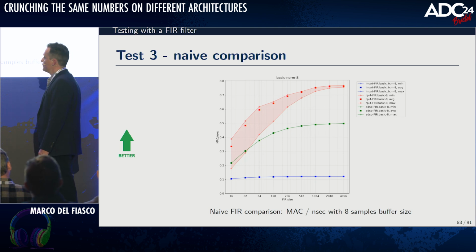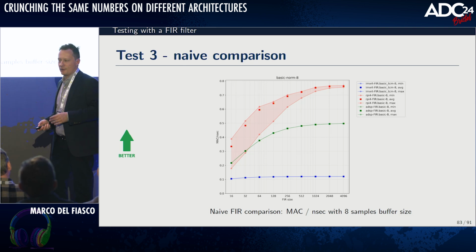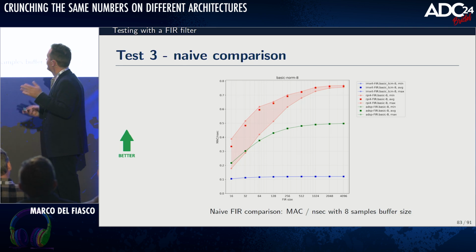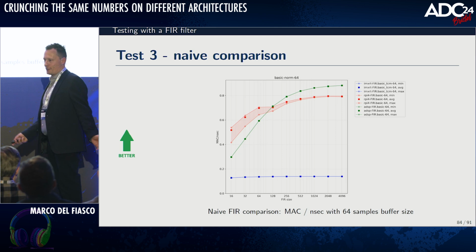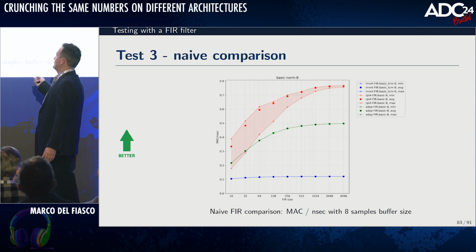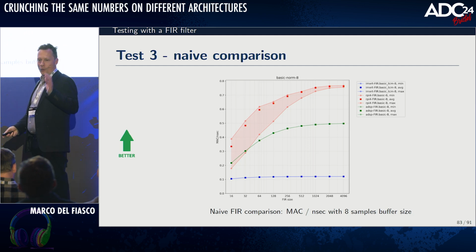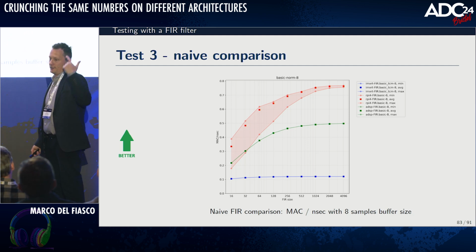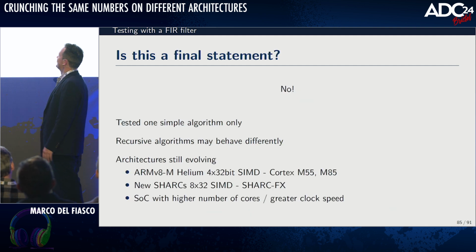Last one, I will show you comparing the naive version. So what if I'm a lazy programmer, I don't want to read the optimization manual, I just take the code from Google and run it. So those are the results with 8 samples per buffer. And things change with 64 for some reason. But please note the numbers. I mean, the Shark is 0.5, Raspberry Pi is 0.8. So it's almost 1/4 of what we achieved by optimizing. So don't do this as an embedded programmer, please.